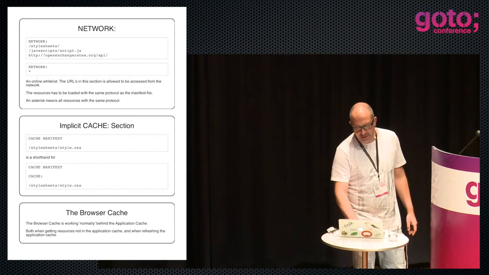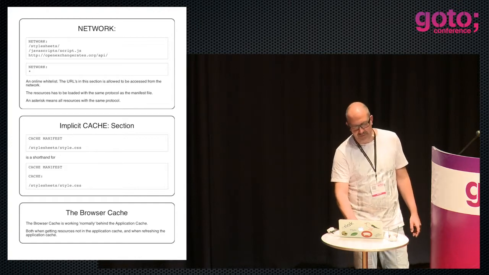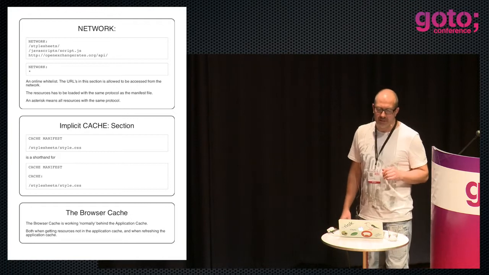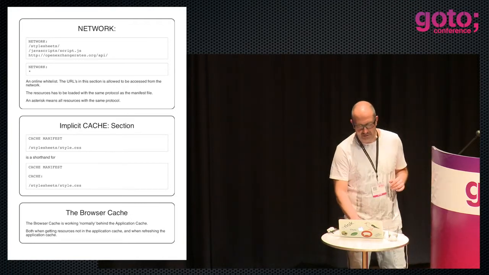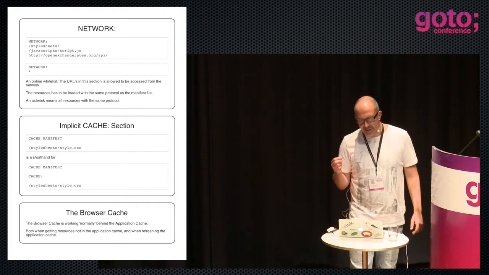You can omit the cache section if you put something between the cache manifest's header and the first section. It will be included in the cache as if it were in a cache section. This is a little trap.